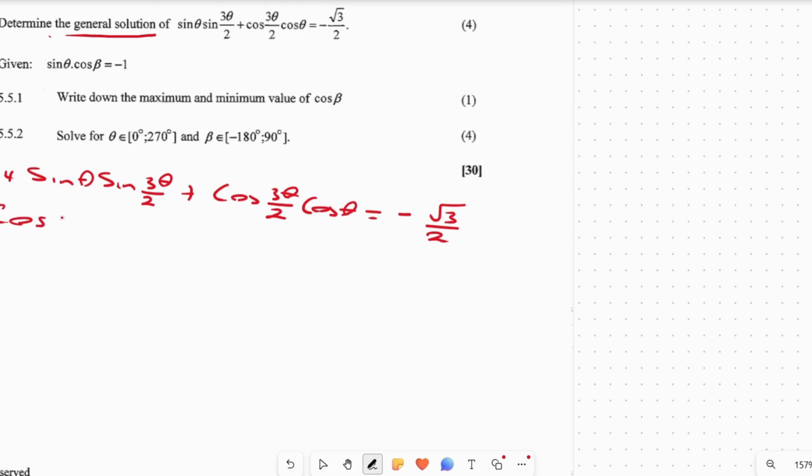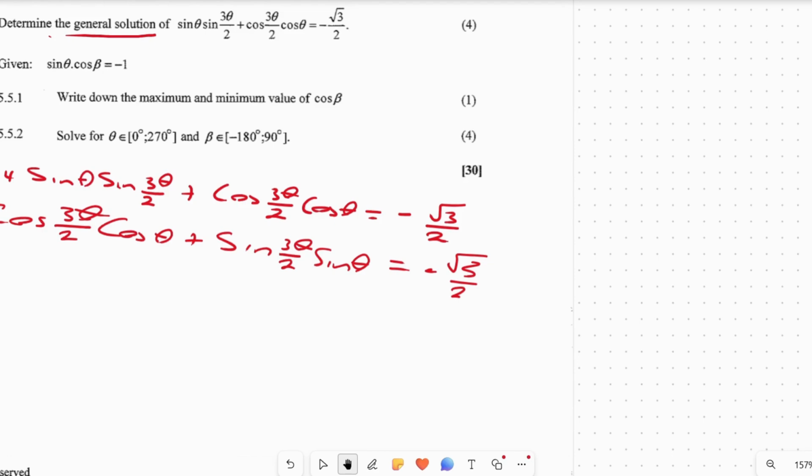I can rewrite this as cos theta, then plus sine, this is going to be 3 over 2 sine theta equal to negative root 3 over 2. So it is true to write it in these forms. I did not change anything, I just changed and organized how these are written.